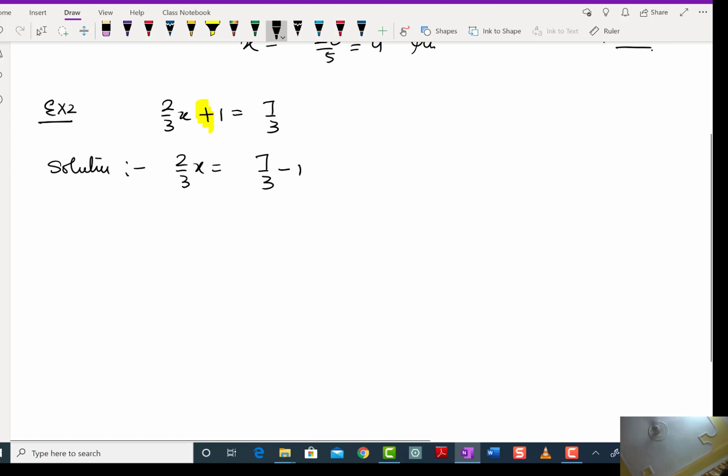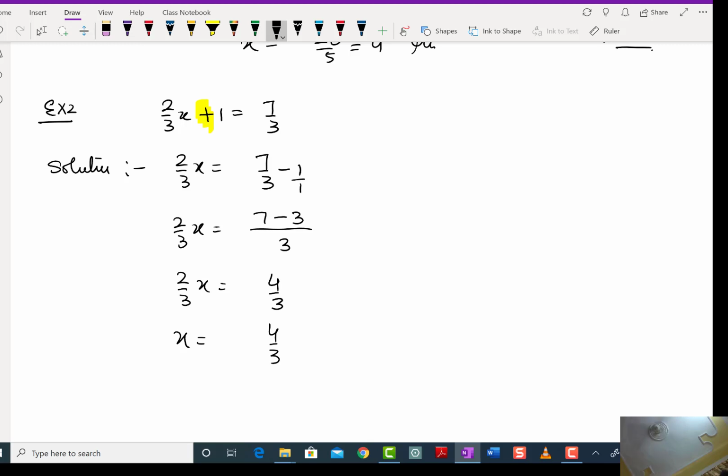So 2 by 3x is equal to, what will be the LCM of this? LCM will be 3. This is 7 minus 3. 2 by 3x is equal to 4 by 3. x is equal to 4 by 3, 3 will be multiplied and 2 will be divided. Absolutely right. So answer will be 2. If you want to do the checking, you can again do the checking.